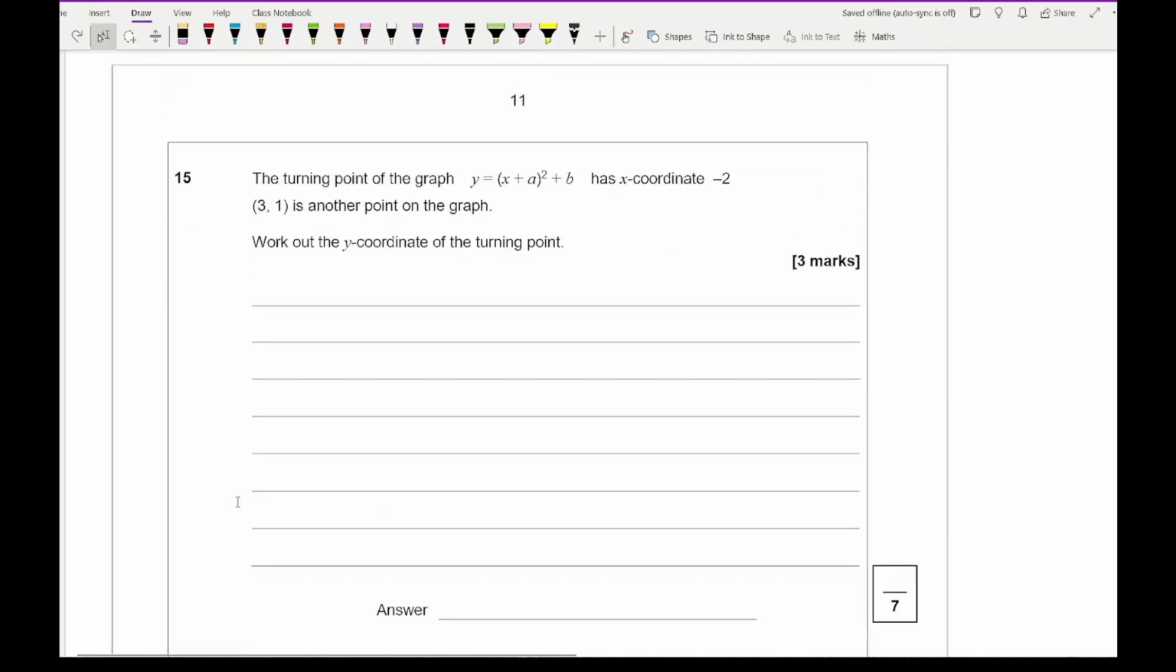Moving on to question 15, it says the turning point of a graph y equals (x plus a) squared plus b has an x ordinate of minus 2. (3, 1) is another point on the graph. Work out the y ordinate of the turning point. So if the x ordinate is minus 2, then that means that a equals positive 2. So what I end up with is (x plus 2) squared plus b, and that equals y.